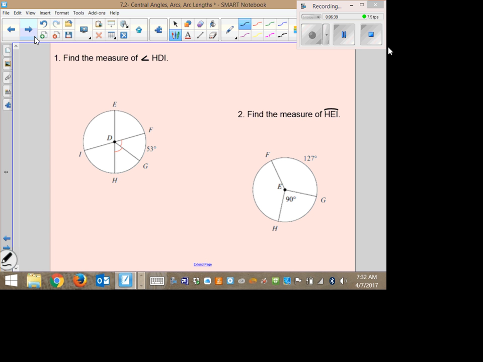All right, let's try a few examples. We want to find the measure of angle HDI. We can note that we have a semicircle here, so that's all 180 degrees. This is telling us that these 2 arcs are the same, so both of those are 53. We can call this one x, so 53 plus 53 plus x has to equal 180. Solving for x, we get x to be 74 degrees.